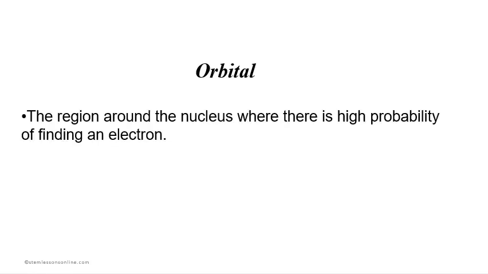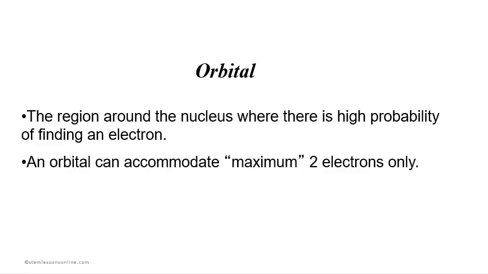The Bohr model is found to work only for the hydrogen atom. Later on, scientists found that electrons are not moving around the nucleus in a fixed path like in Bohr's model. Rather, electrons are found in a region around the nucleus called an orbital. So an orbital is a region around the nucleus where there is a high probability of finding an electron. An orbital can accommodate a maximum of 2 electrons.